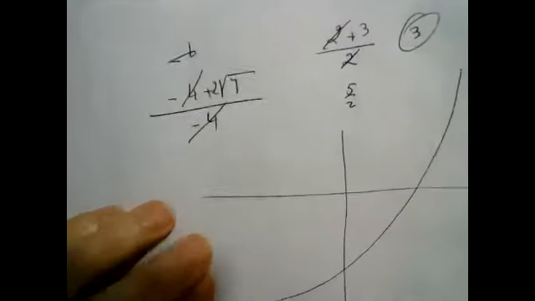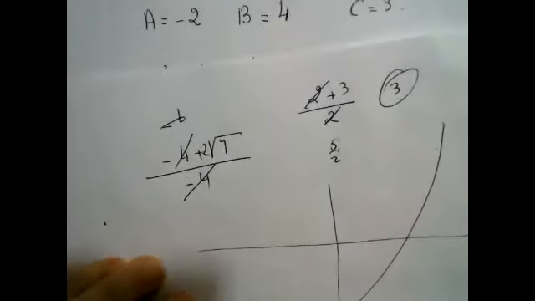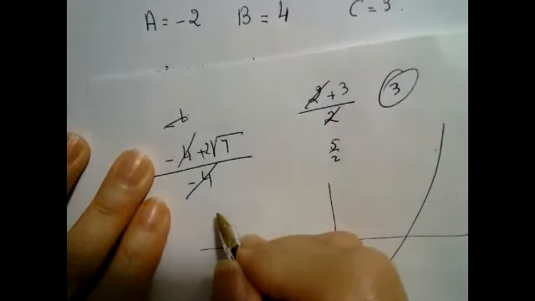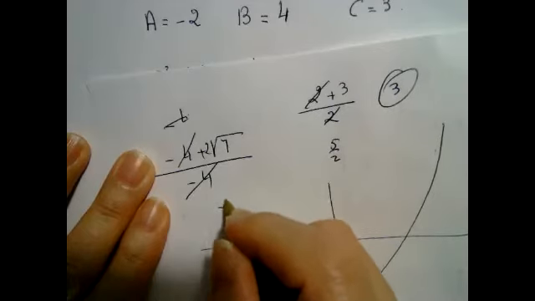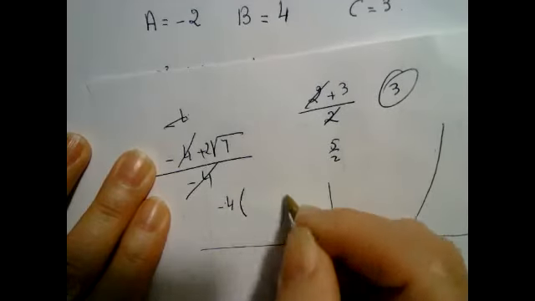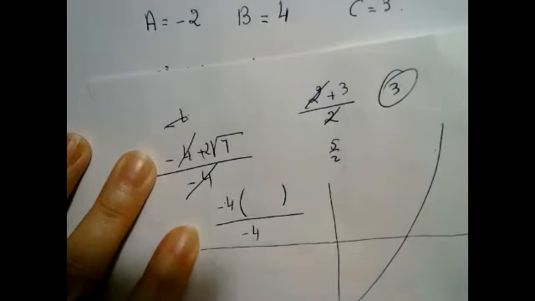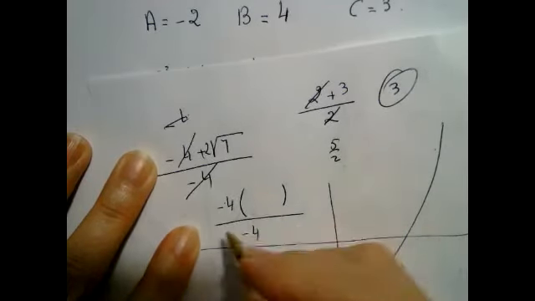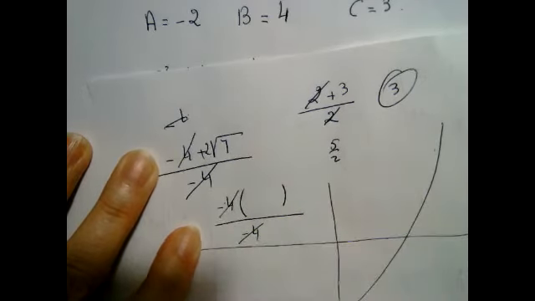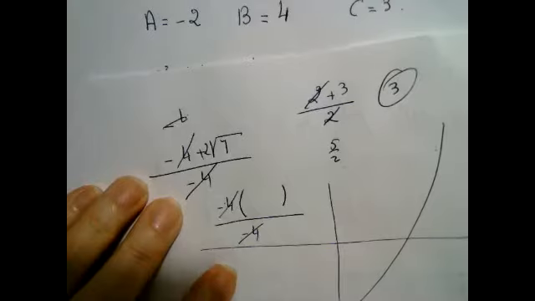The only time we can cancel is if we have a factor. So it means if I have -4 multiplied by something over -4 multiplied by something, it has to be a product, then I can do that. It's a fairly common mistake, and I hope you guys won't do it again. Very common mistake. Very good.